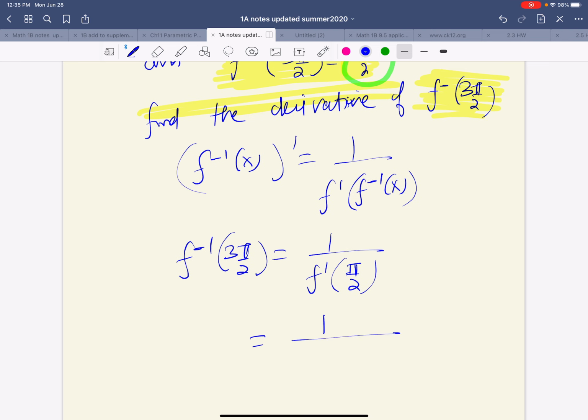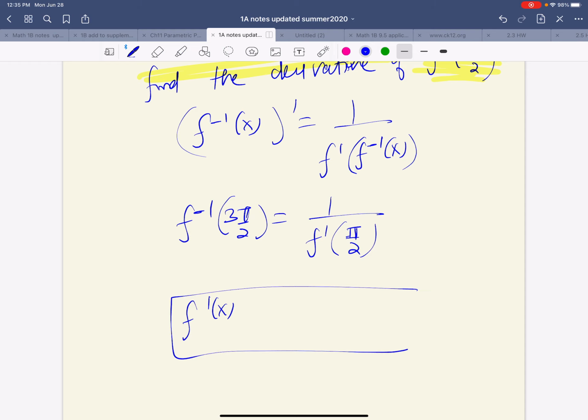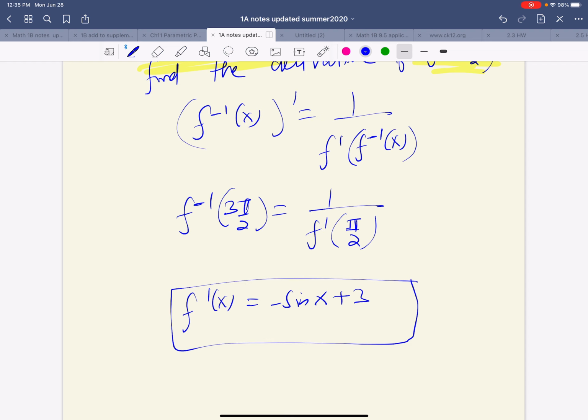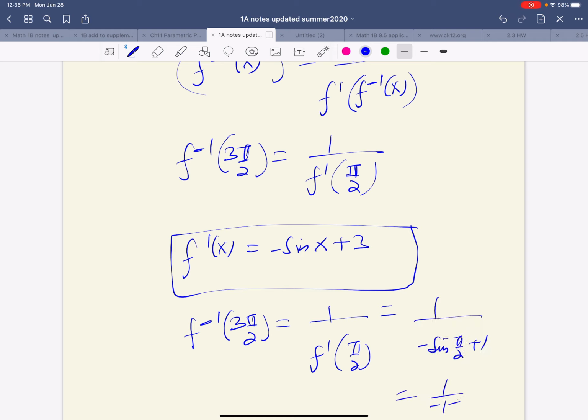So 1 over, let's go ahead and find the derivative of the function f really quick. Now we know f prime of x is the derivative of cos x, which is negative sine x, plus 3, because the derivative of 3x is 3. So the derivative of f inverse at 3 pi over 2 is 1 over f prime of pi over 2. That turns out to be 1 over negative sine pi over 2 plus 3, which is 1 over negative 1 plus 3, that's 1/2. So the derivative of the inverse function at 3 pi over 2 turns out to be 1/2.